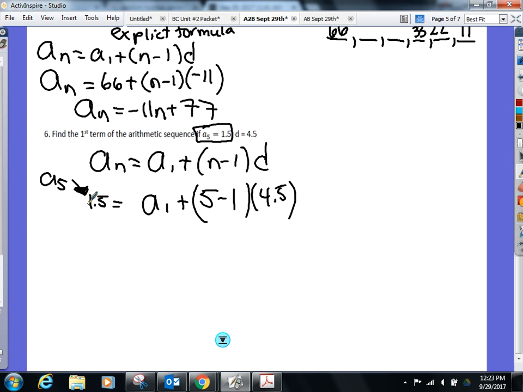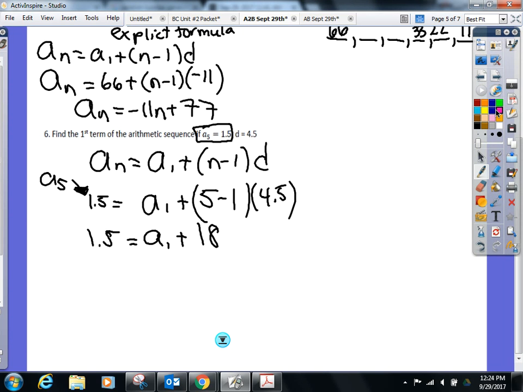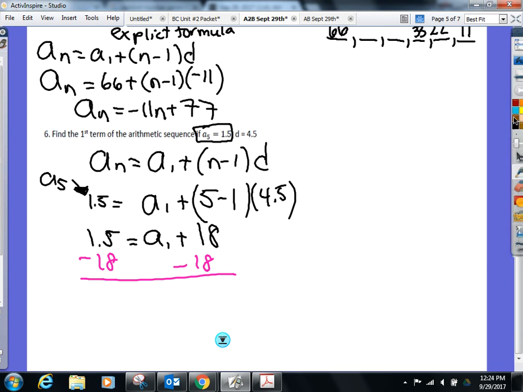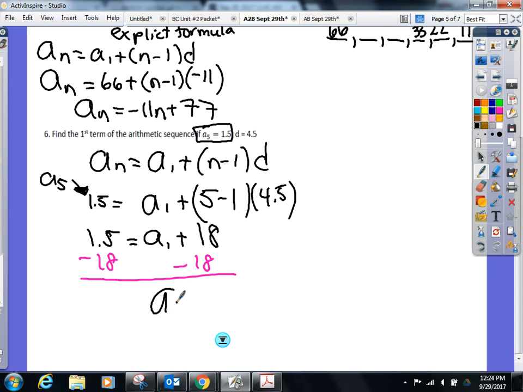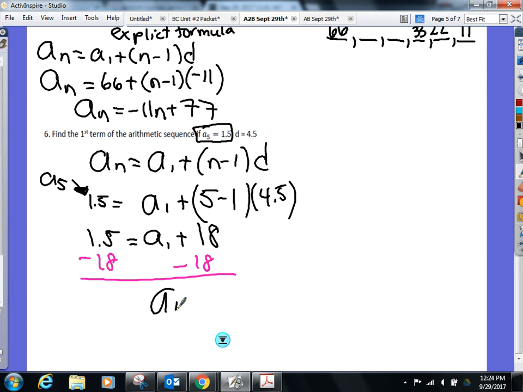Can you solve that now on your own? Okay. 1.5 plus 4 times 4.5, 18. What do you want to do with that 18? Remember, this is just a subscript 1. That's just a variable, like x, like y. How do you want to move it over? Subtract it. Go ahead. And first term was? First term?